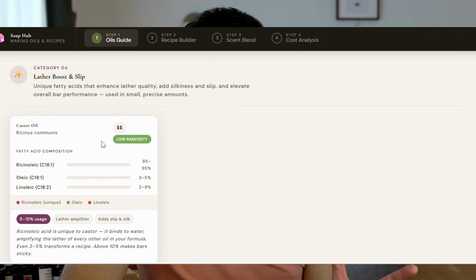And this 4th category is lather boost, where here it's basically only castor oil, a very unique oil that adds richness and thickness to your lather. It's very sticky, that's why you only need to add around 5 to 6%. And it's one of my favorite oils to use.